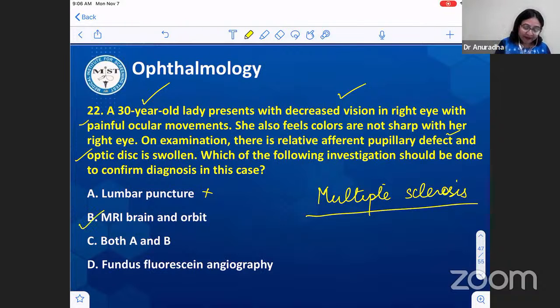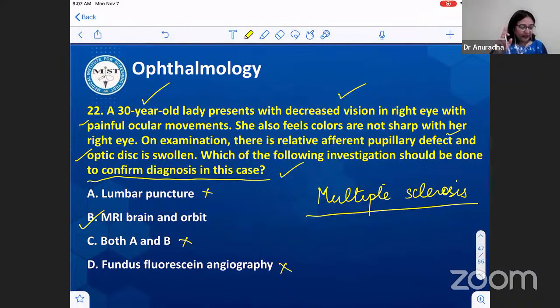Yes, because that will help me in ruling out any demyelinating disease also. Okay, both A and B, I don't need lumbar puncture as the first go if I can get my diagnosis on MRI. But a fundus fluorescein angiography can help me in showing the leakage from the optic disc, but that will not help me in confirming the diagnosis. So we have to see what the examiner is asking.